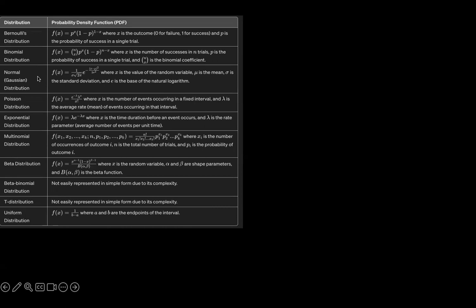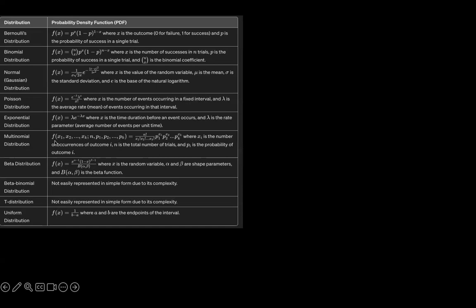Okay. Normal Gaussian distribution: f of x equals 1 by square root of 2 pi sigma into e power minus (x minus mu) whole square by 2 sigma square. Here sigma is the standard deviation and x is the value of the random variable. e is the base of the natural logarithm. Poisson distribution: f of x equals e power minus lambda into lambda power x by x factorial. Exponential distribution: f of x equals lambda into e power minus lambda x.